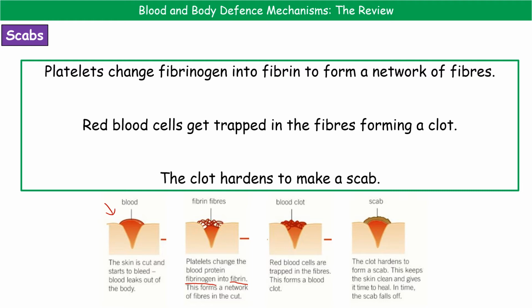And that means we're no longer exposing the inside of our body to the outside world. We've got obviously a covering over it there, which is going to reduce the risk of things like bacteria getting into your bloodstream. So make sure you know the stages there, that our platelets are all to do with blood clotting. And obviously if we have a lack of platelets, your blood doesn't clot well, which is problematic.